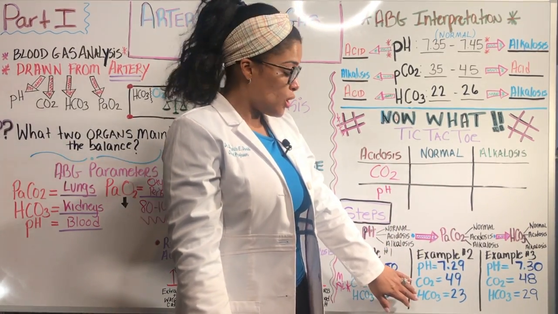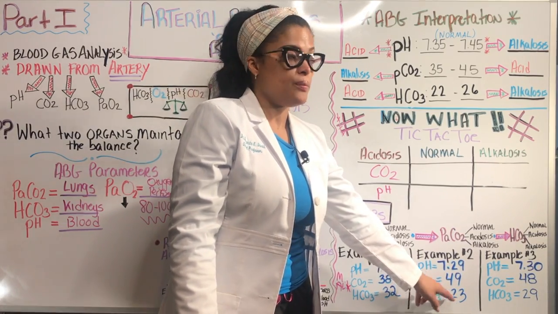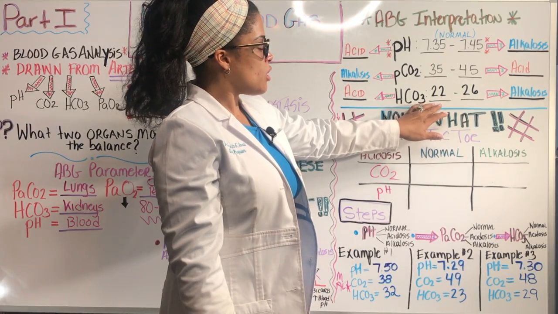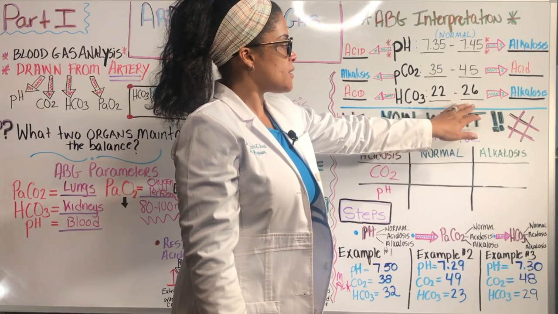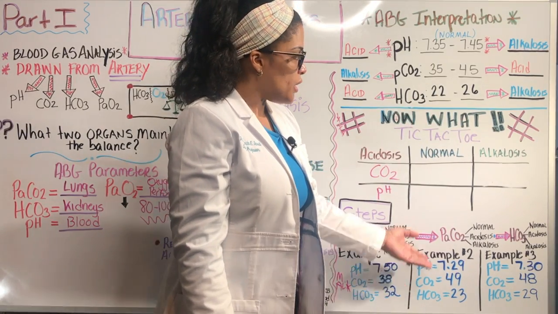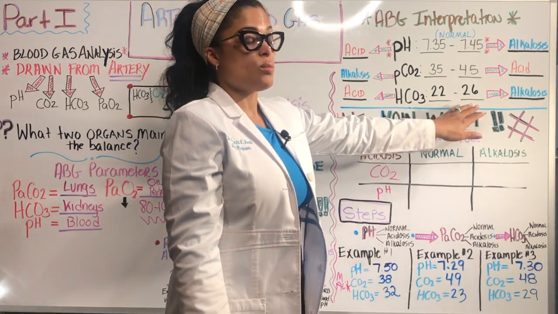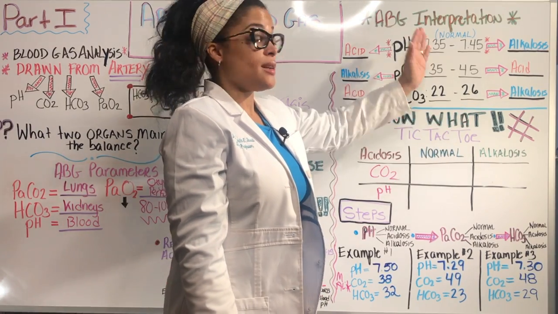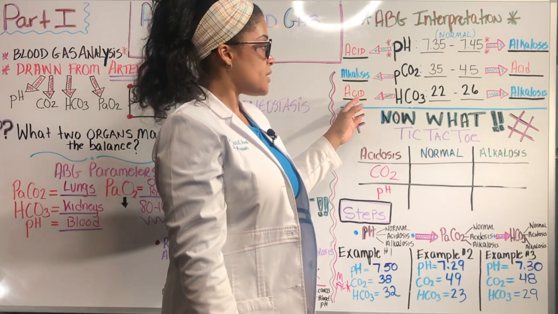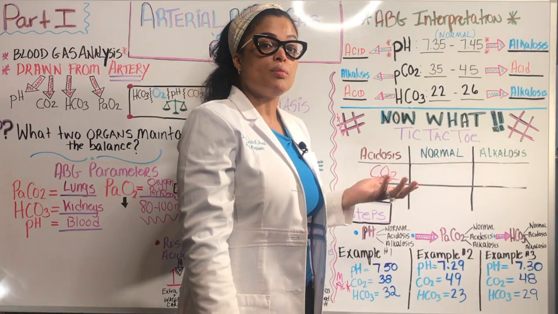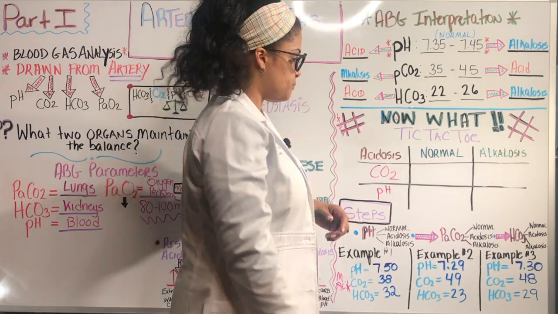Then we have bicarb being 23. The normal range for bicarb is 22 to 26. So we see that it's 23. So it falls within normal range, which means that it's normal. It's not either acidic or alkaline. So I'm going to put it under the normal column.